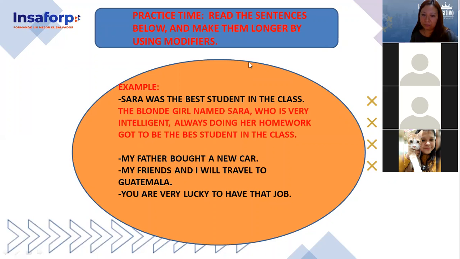You are very lucky to have that job. I don't know. Y ahí puede hablar del trabajo, por ejemplo. You are very lucky to have that job because it's really good and it's very interesting. Okay? No tiene que agregar muchas cosas necesariamente para modificarla, ¿de acuerdo? Thank you for trying, Juan.